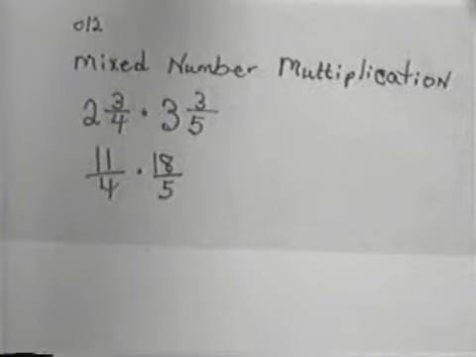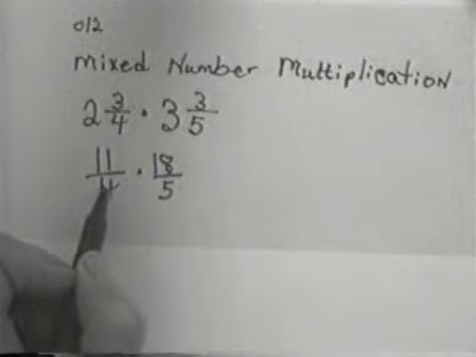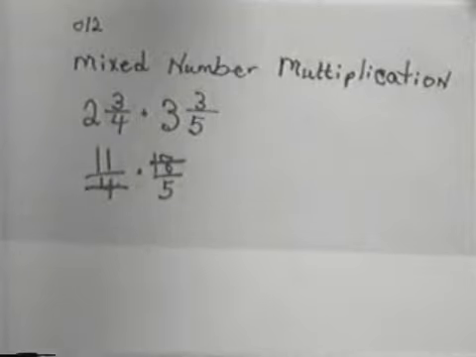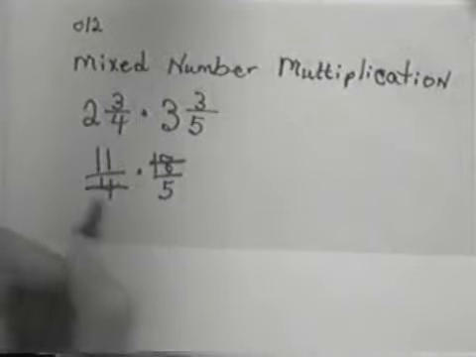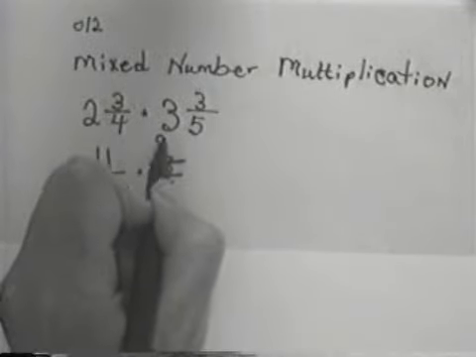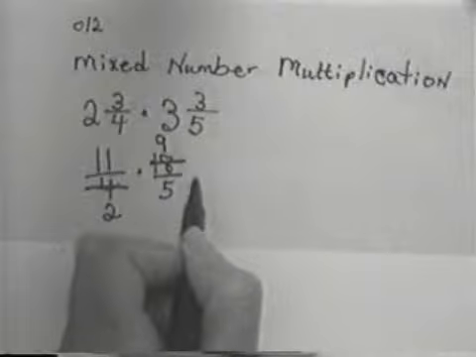Then, after we get them turned into improper fractions, we're ready to reduce. So if you look at the 4 and the 18, you'll notice that they won't go into each other, but they have common factors. 2 will go into both 4 and 18. So we'll mark the 4 and the 18 out, and we'll divide 2 into each of them. 2 will go into 4 2 times, and 2 will go into 18 9 times. And that's the only reducing that we can do.